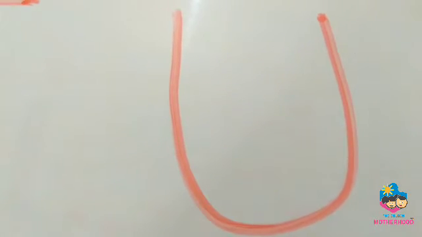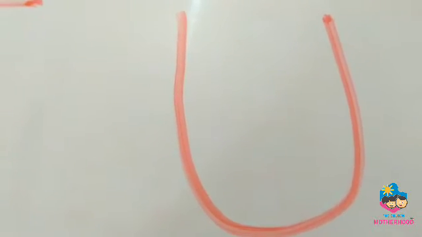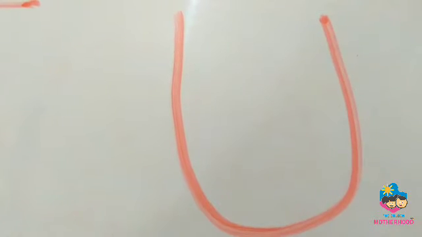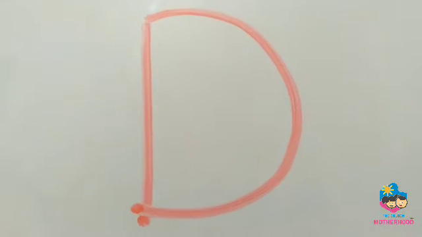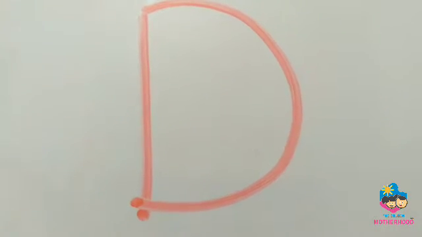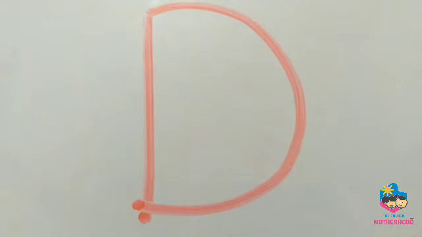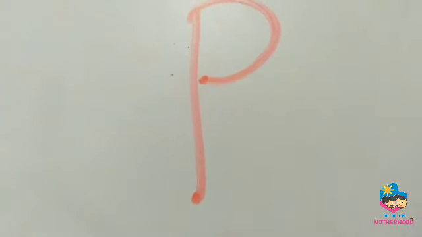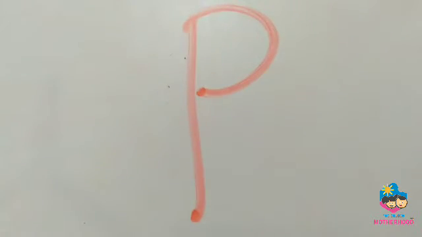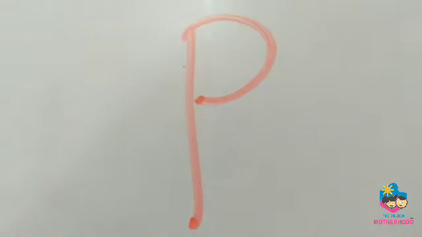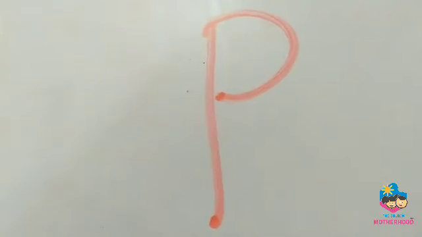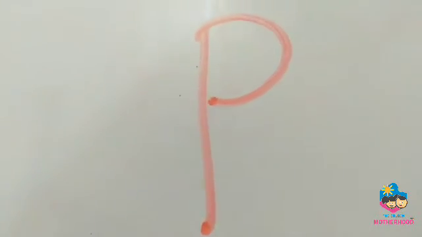U is for up. U is the phonic sound of U. D is for daddy. The phonic sound of the letter D is da. P is for papa, play. P is the phonic sound of letter P.